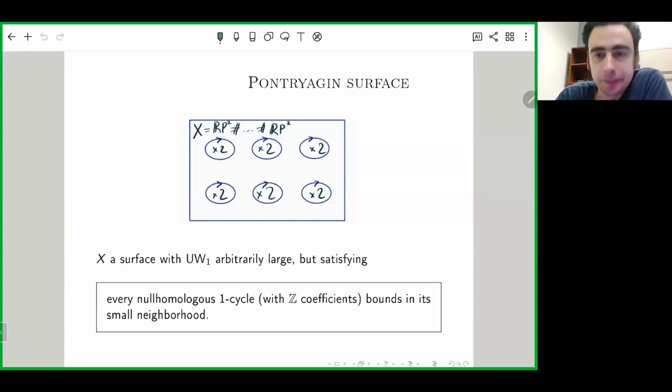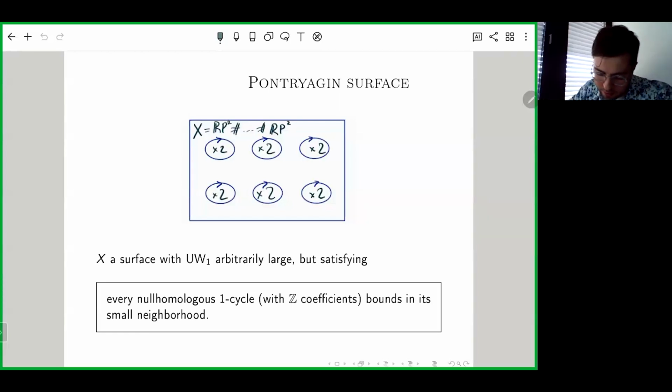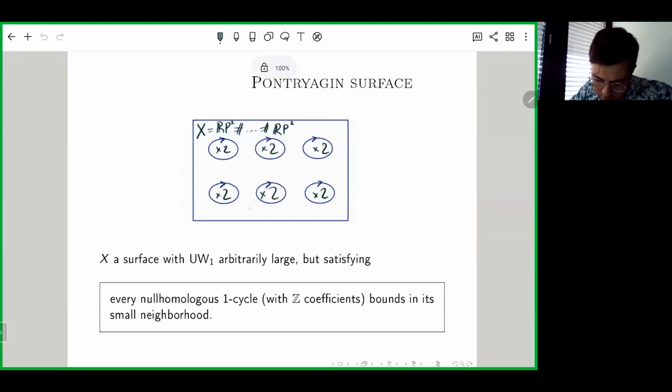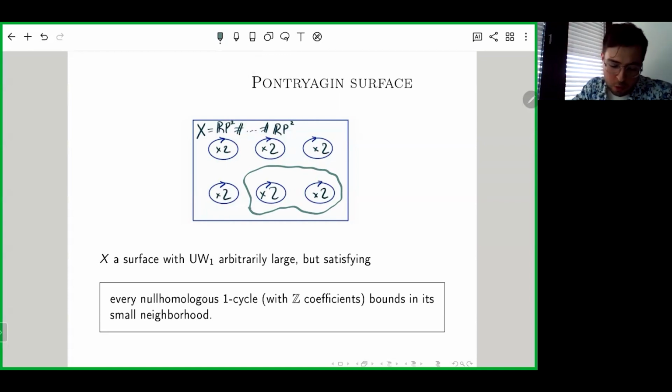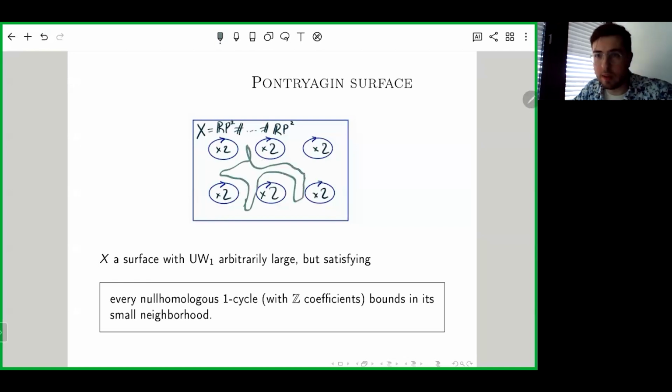Thank you. Okay. So yeah, the point is that in this picture, if you take a loop which goes around some of those RP2s, this loop does not bound with Z coefficients. So the only loops that bound look like this, and they can be filled in a small neighborhood.